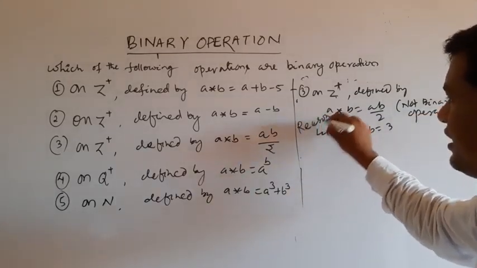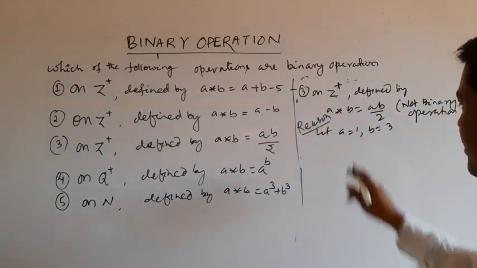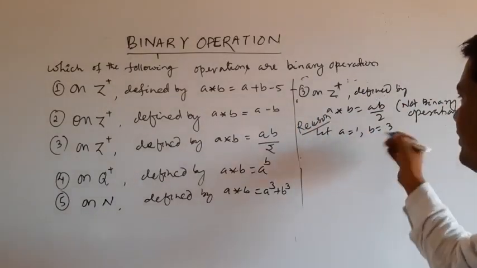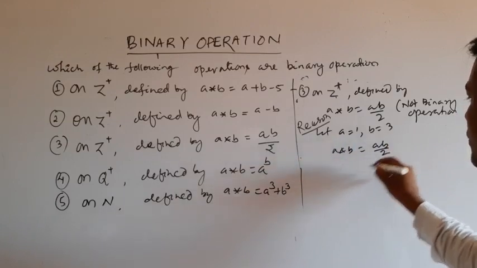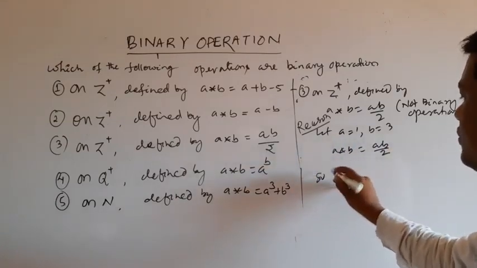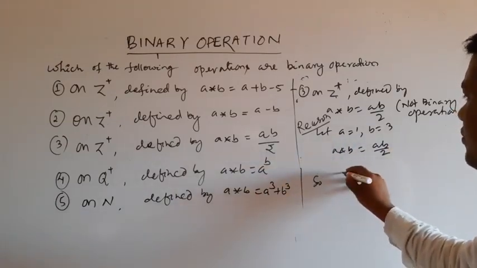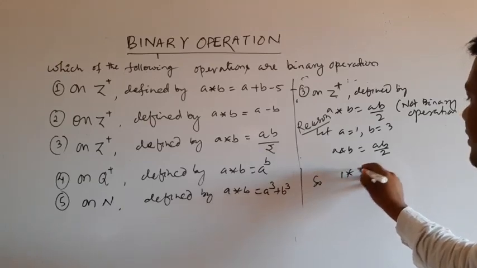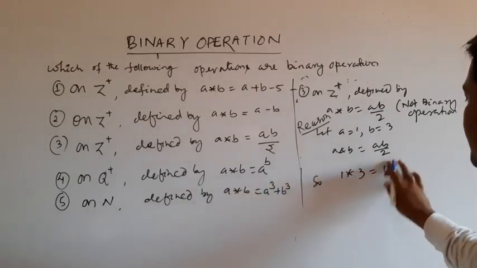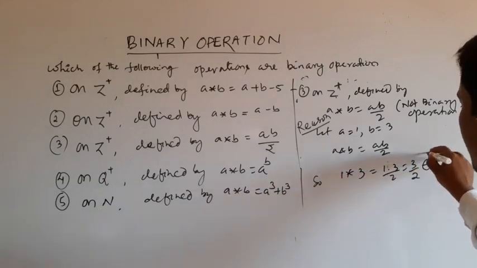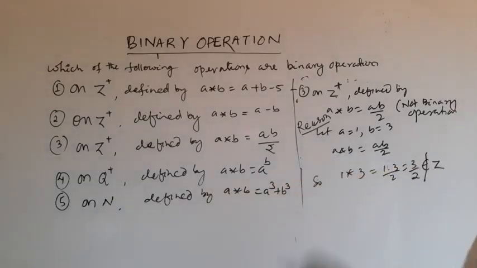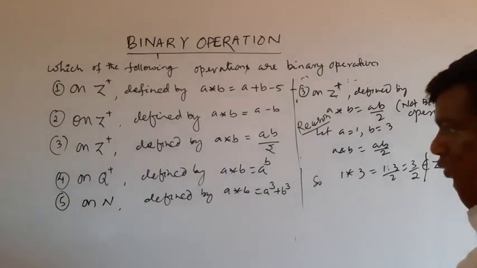The reason is this. You can take any example. Suppose a equal to 1, b equal to 3, then a star b is equal to ab by 2. So 1 star 3 is equal to 1 into 3 by 2. So 3 by 2 does not belong to Z. This is the reason.